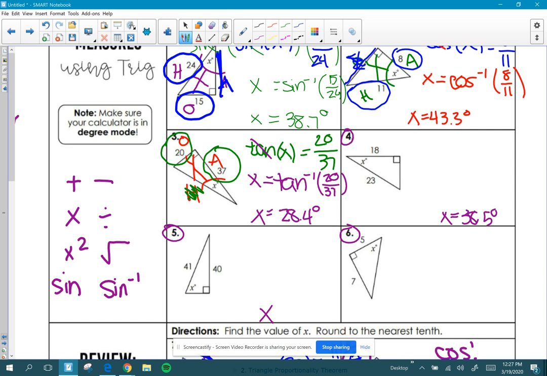For 5, you should have X equals 77.3 degrees. And then for 6, you should have 54.5 degrees. So just giving you that one more time. 4 is 38.5 degrees, 5 is 77.3 degrees, and 6 is 54.5 degrees. Try those 3 on your own.